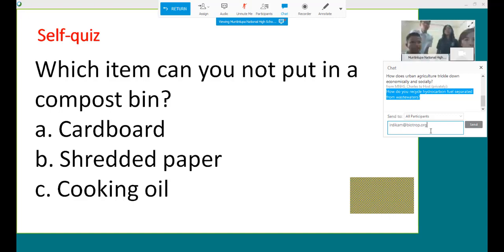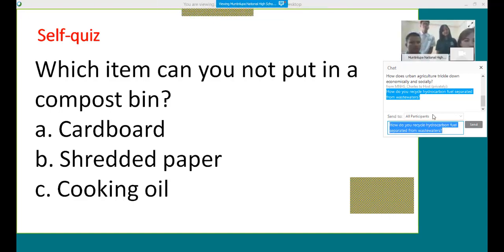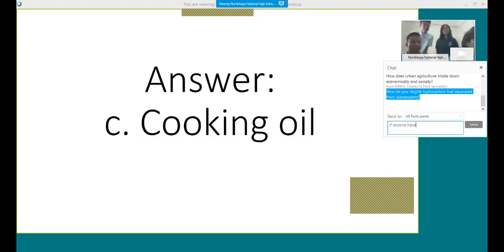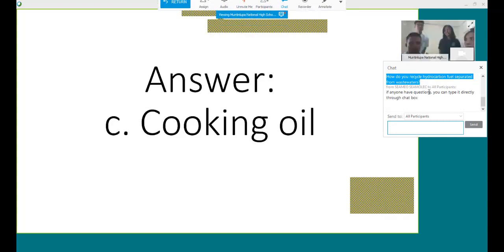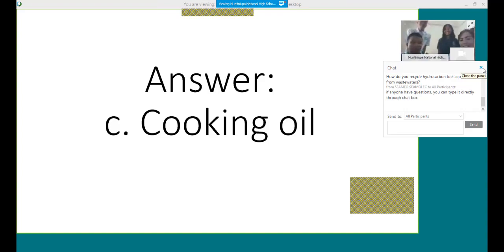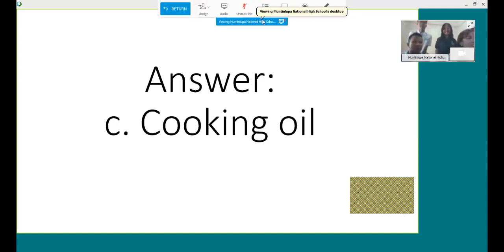Next question: Which item can you not put in a compost bin? A. Cardboard, B. Shredded paper, and C. Cooking oil. The answer is cooking oil. So why cooking oil? Aside from the fact that it's a liquid material, we are talking about solid organic waste that can also be used for other purposes. In this case, we would like to focus on solid waste and composting. And of course, shredded paper can even be included in the compost.